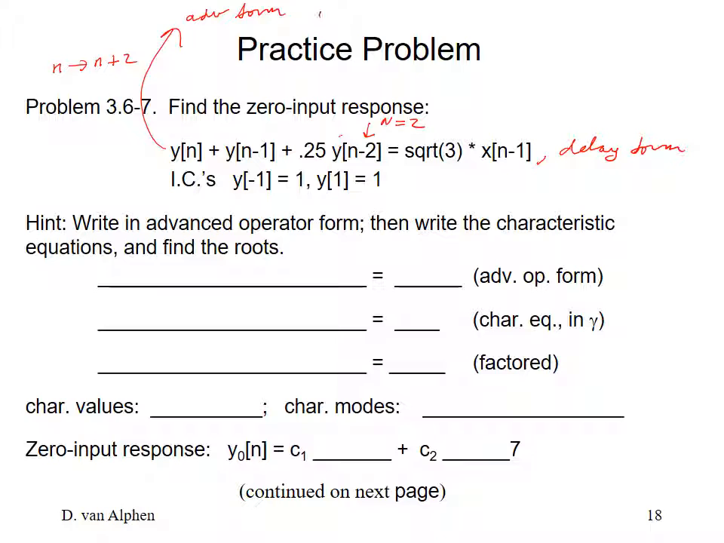So my equation becomes y of n plus 2 plus y of n plus 1 plus 0.25 y of n equals square root of 3 x of n plus 1. Okay, so I replaced all n's by n plus 2.